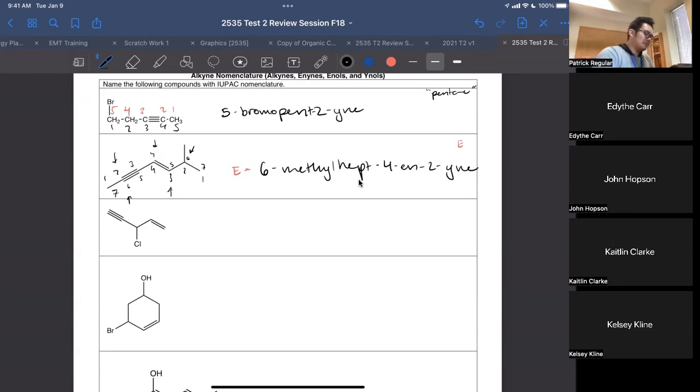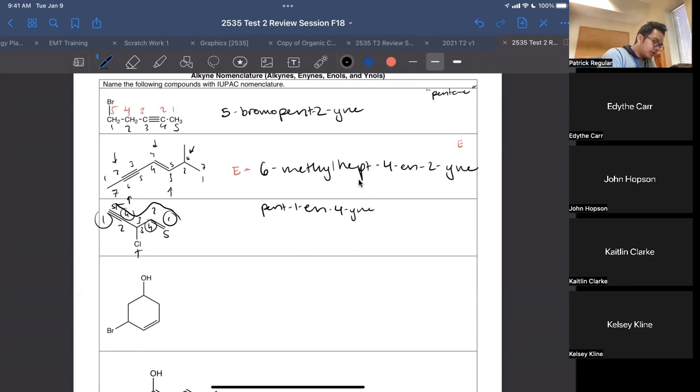I don't think so. All right. Now let's look at this other enyne. All right, both ways. 1, 2, 3, 4, 5. 1, 2, 3, 4, 5. We have a 1 and a 4 versus a 1 and a 4. Here's a tiebreaker. Which one would take priority? The alkene. So we know that we want to go this top route. So it's going to be a pent, what is it? Pent-1-ene-4-yne.